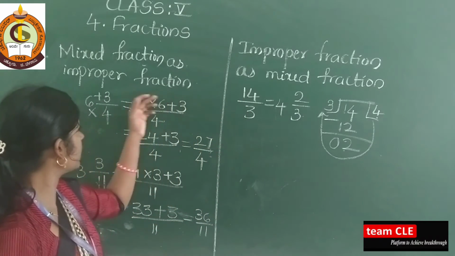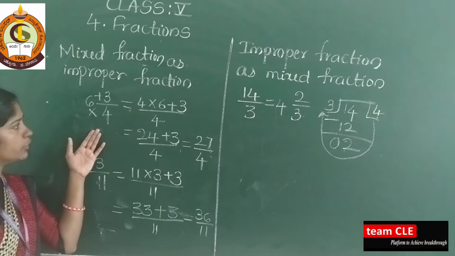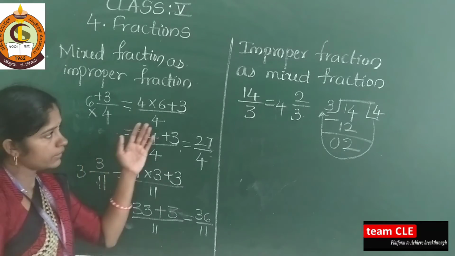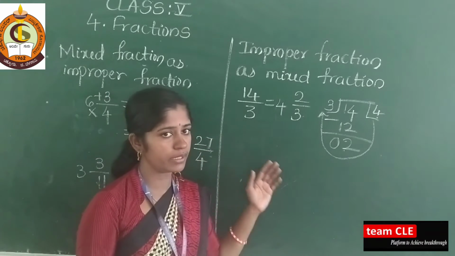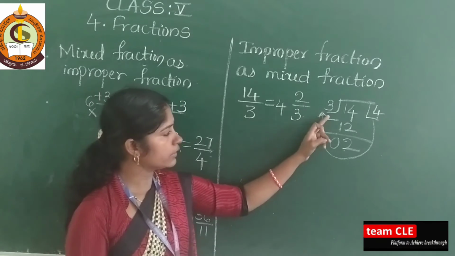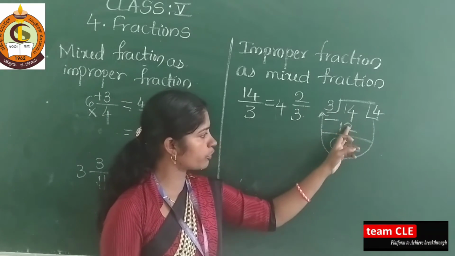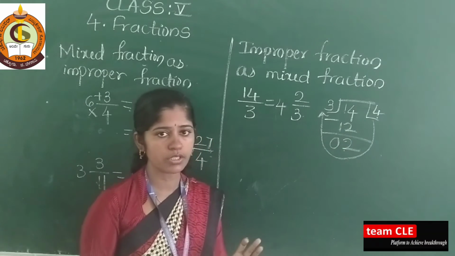See here, when you are converting to an improper fraction, you need to multiply and add. Here you need to divide the number. Okay, so here you have to do like this. 3 4s are 12. 4 minus 2 is 2. 1 minus 1 is 0.